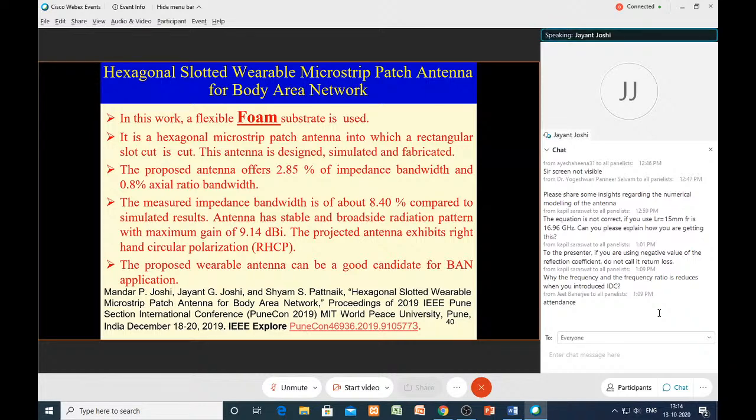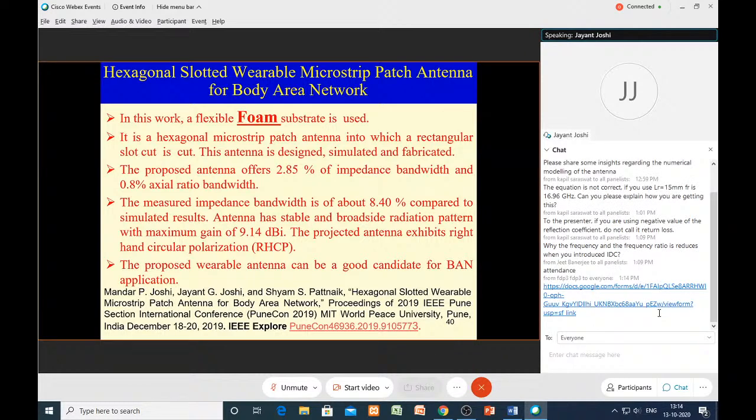So we worked on that, and here we use a hexagonal microstrip patch antenna. Into that, we wanted to change the direction of the work, so we went for circular polarization. The projected antenna exhibits right-handed circular polarization. In some particular applications, you can use this type of antenna. It is nowadays available in IEEE Xplore.